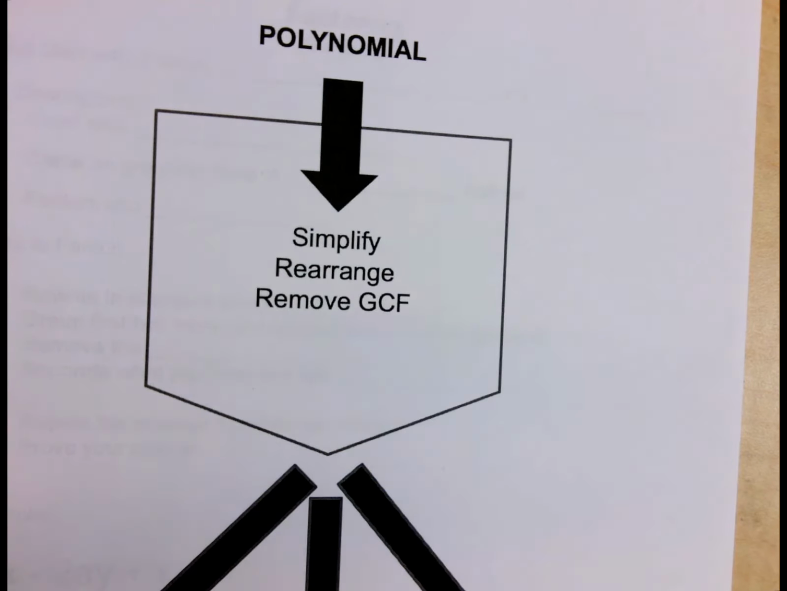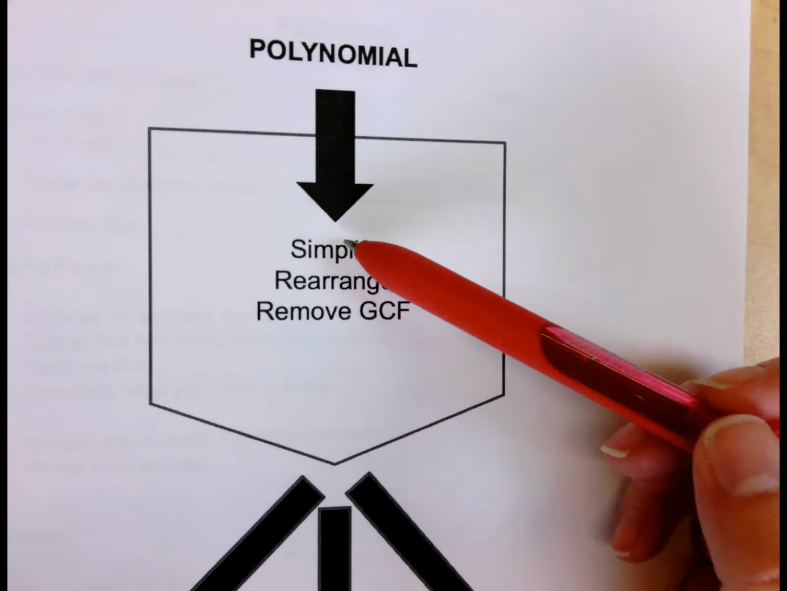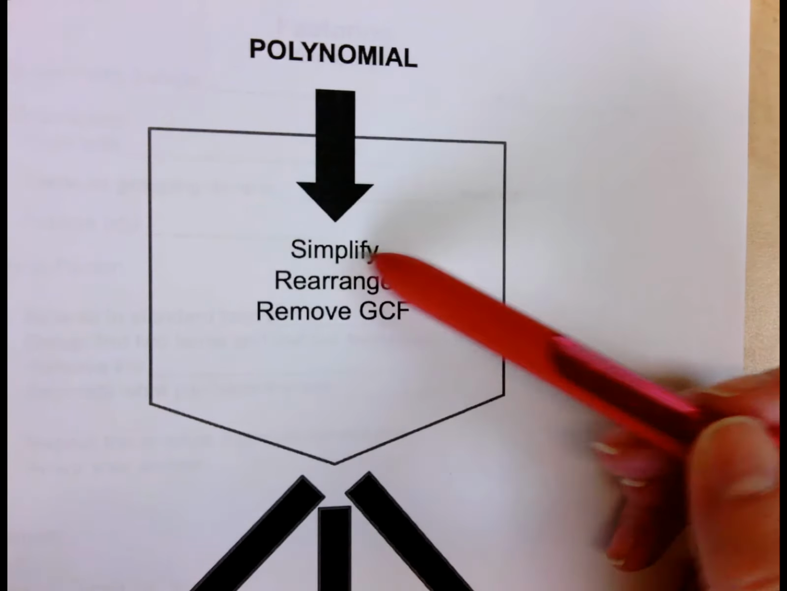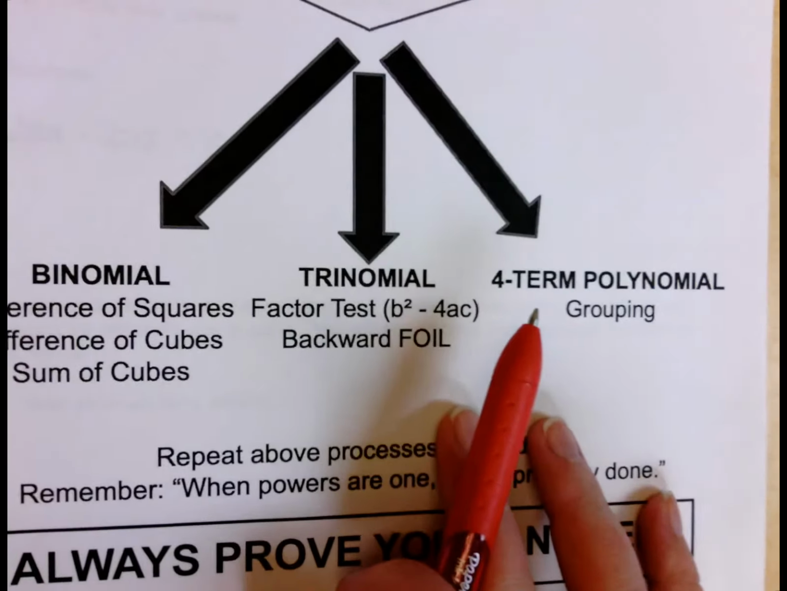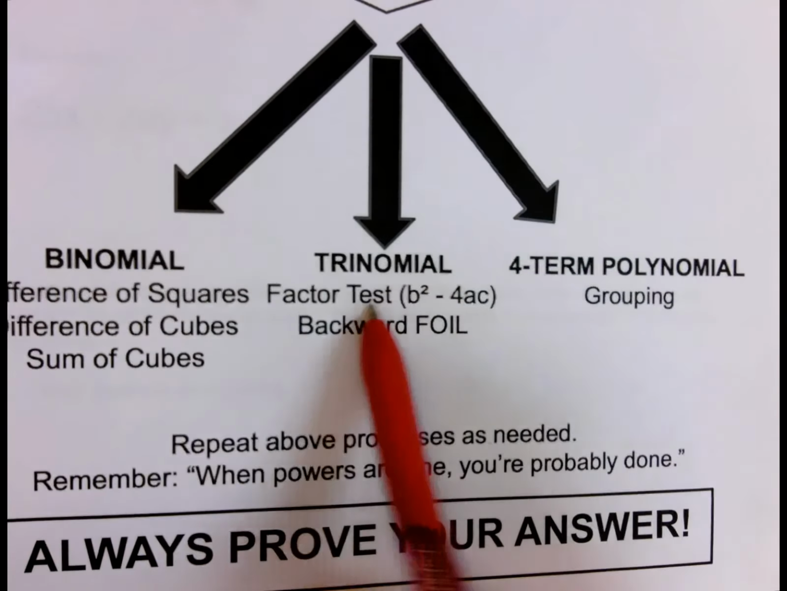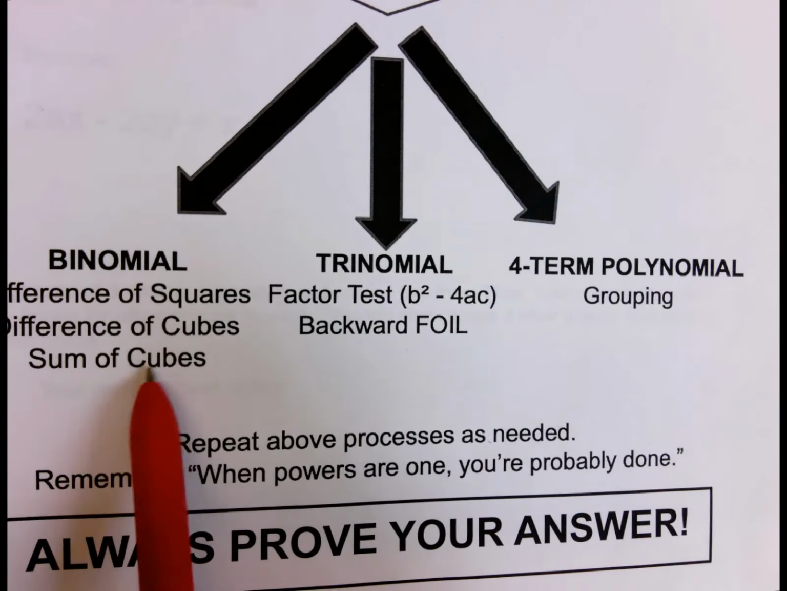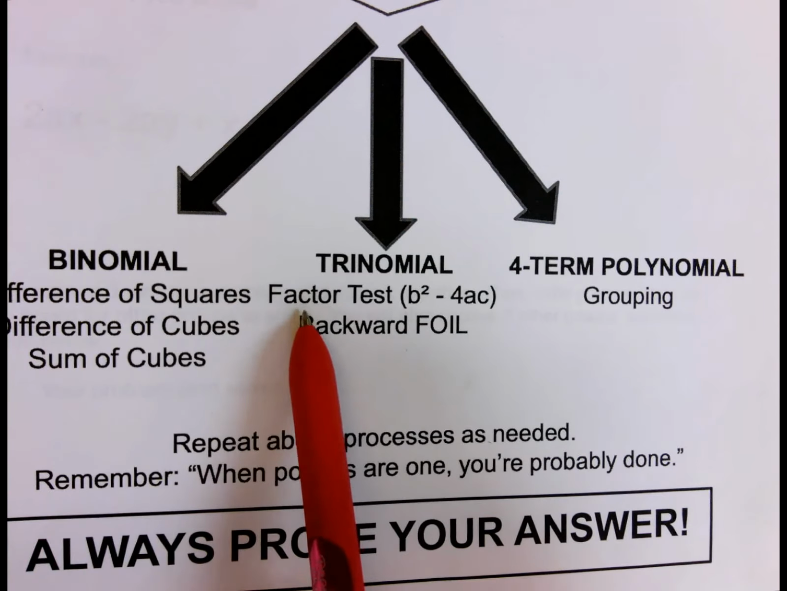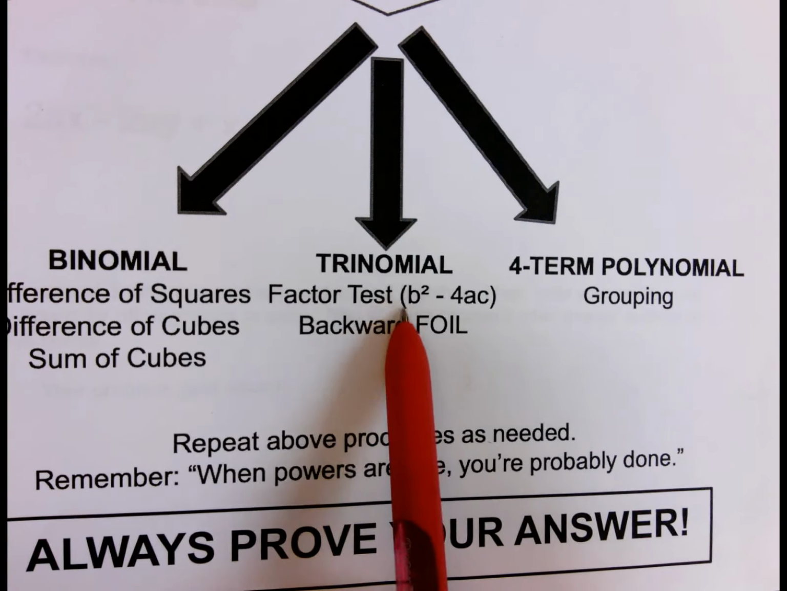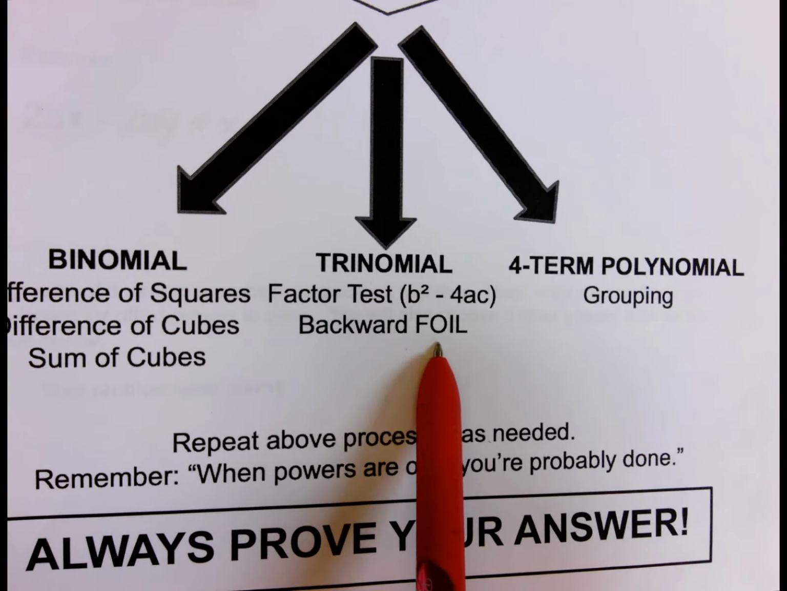All right, so today we start the final piece of our puzzle. Remember our polynomial. We check to make sure there's nothing that needs to be simplified, rearranged, or greatest common factor removed. And then, of course, we have a binomial, a trinomial, or a four-term polynomial. We've already learned the three special types of binomials and how to factor them. We learned how to do a factor test to find out if a trinomial can be factored. And if it can, we learned how to do backwards FOIL on that.